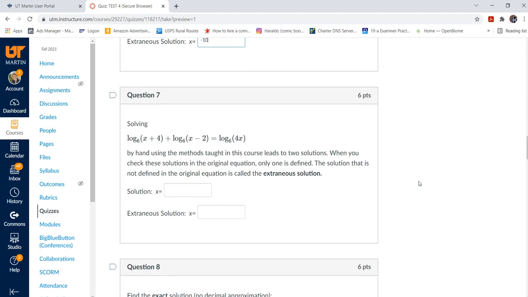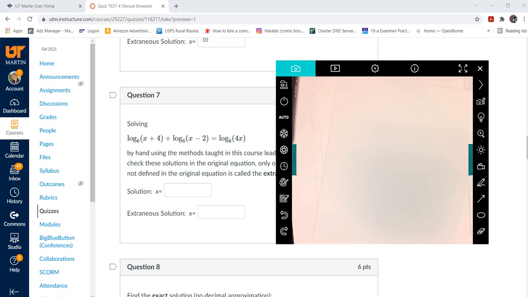Okay. Now for this one, we're going to end up using the uniqueness property.